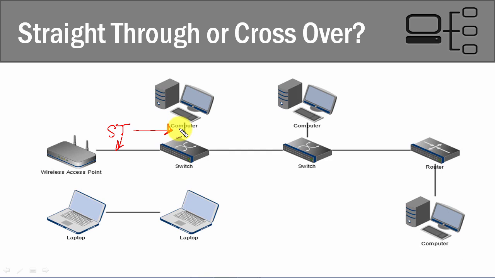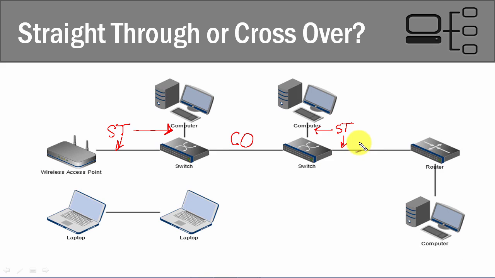Now, what about from here to here? We have a switch to a switch. These are similar devices, so we are going to use a crossover, and I'm just going to say CO for crossover. Now if we go over a little further, again we have a switch to a computer. So from here to here, non-similar, this is going to be straight through. And again, we have a switch to a router, non-similar devices, so we would use a straight through cable here as well.